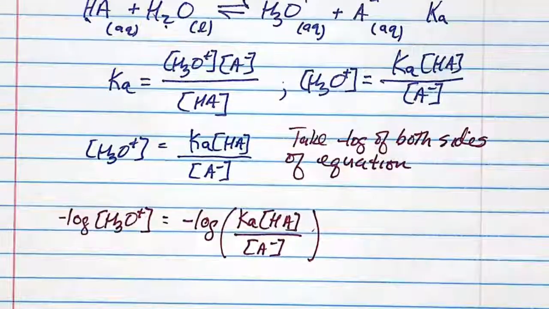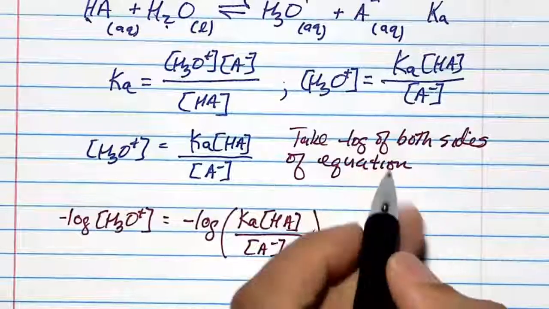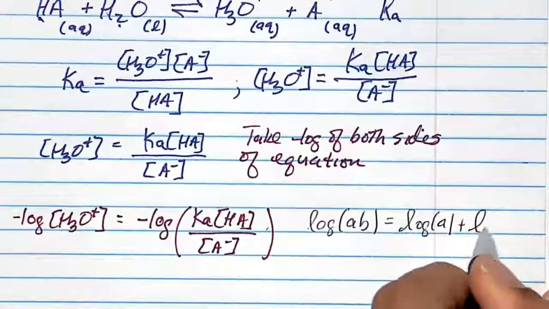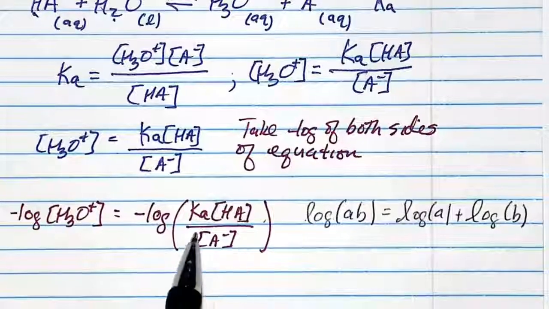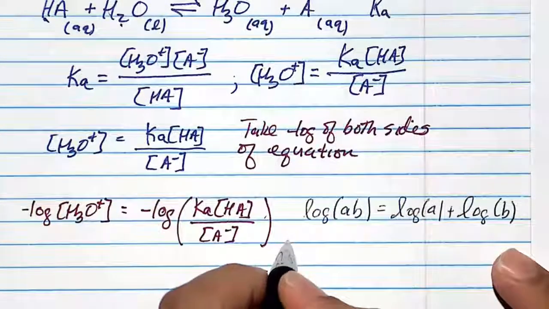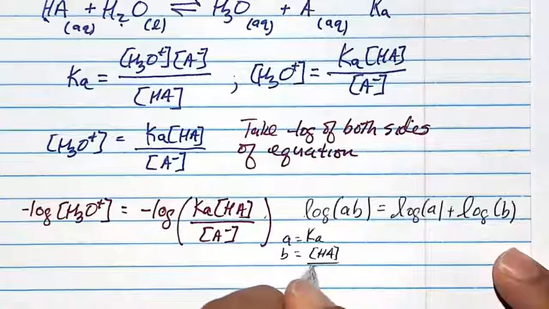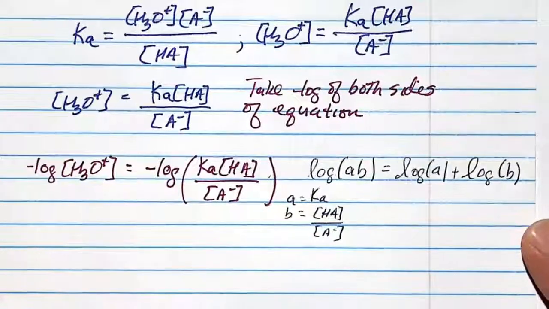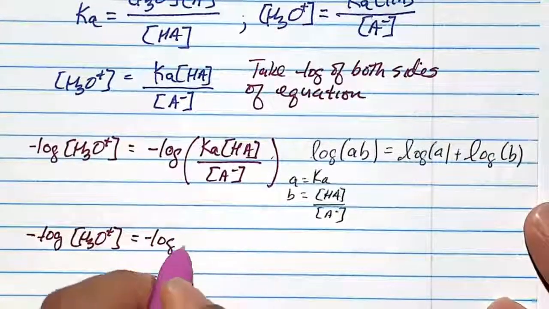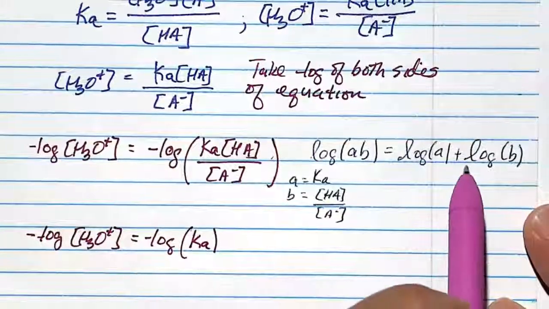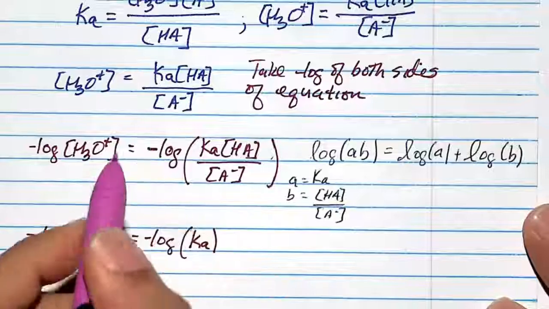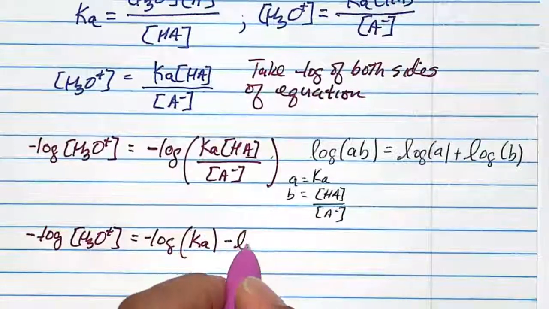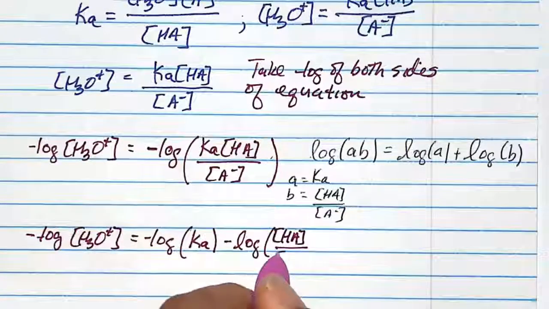So there is a log rule. The log rule states that if you take the log of a product, log AB, it's nothing more than log of A plus log of B. So I'm going to do the exact same thing with this situation. I'm going to make A equal Ka and B equal HA over A minus, their respective concentrations. So doing that, this will be minus the log of H3O+, minus the log of Ka, and plus log of B, but you see I have a minus sign here because I took minus log of both sides of the equation, so that minus sign distributes. So it's going to be minus the log of HA over A minus.